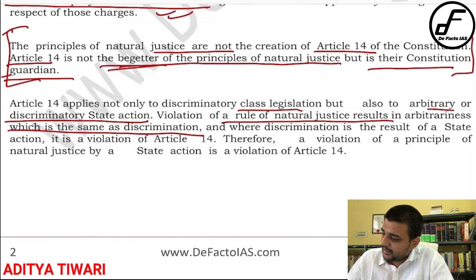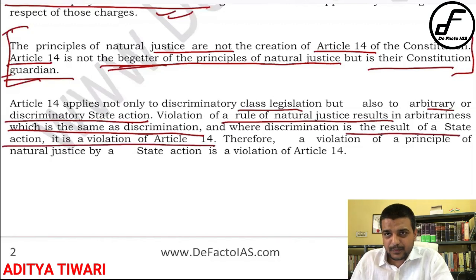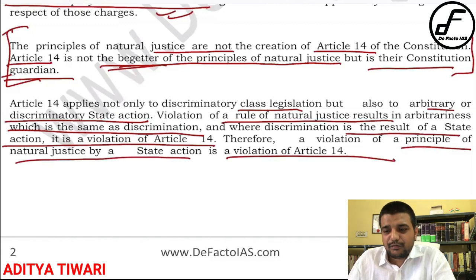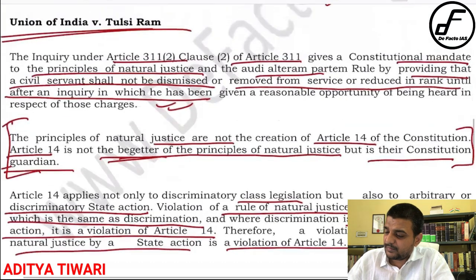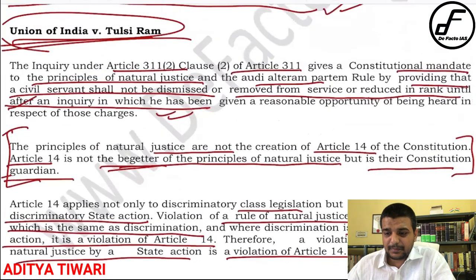Where the discrimination is a result of a state action, it is violation of Article 14. Administrative machinery, both Article 14 as well as principle of natural justice. Therefore, a violation of principle of natural justice by a state action is a violation of Article 14. Understood, right? So these are very, very important ratios of this particular case. So do remember that particular case.